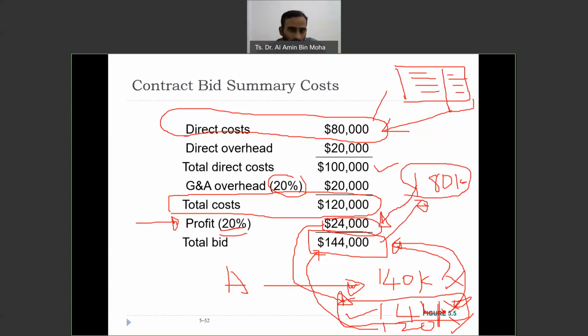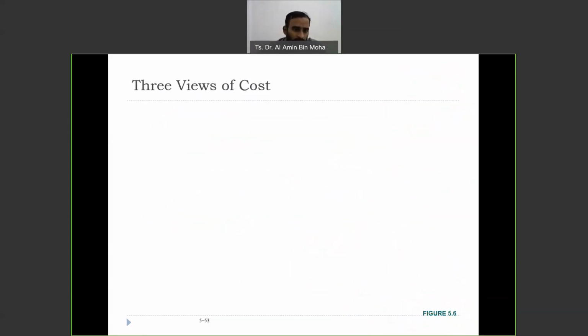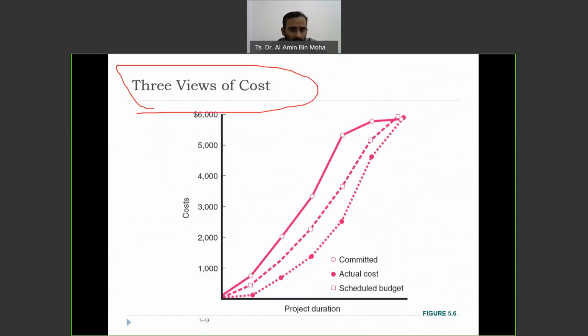So this is how things work when you want to understand the total cost. All the costs are here, and then you add the profits. So this is just the view of the cost. Committed, usually you commit. Which one is the committed one? This one that you commit. This is the actual cost. This is the scheduled budget, so you can see the variation. It's very good if you can make sure the variation is very low, which means it's going as planned.